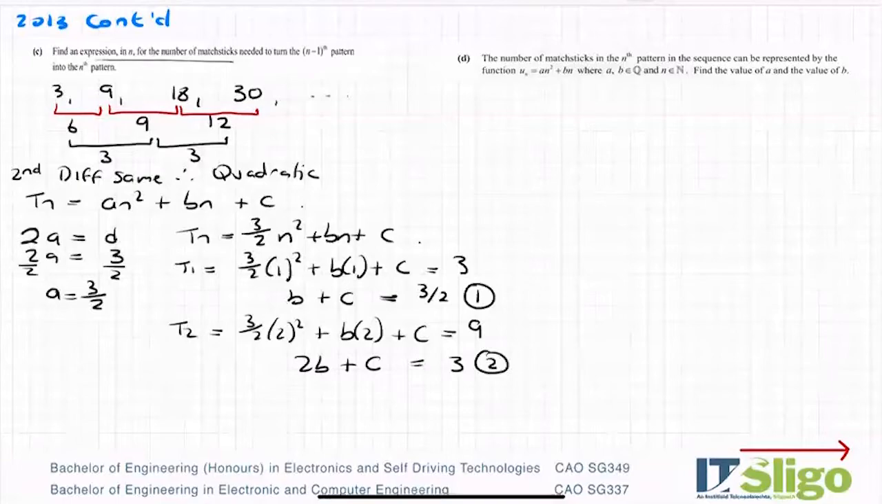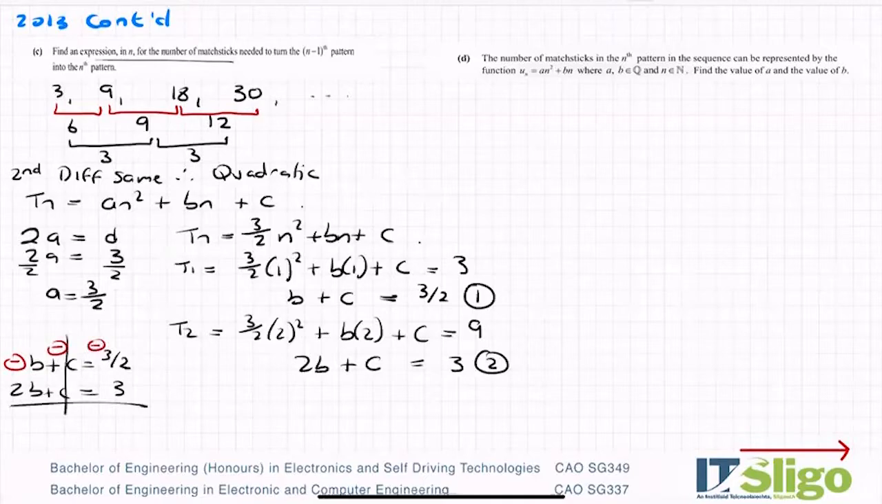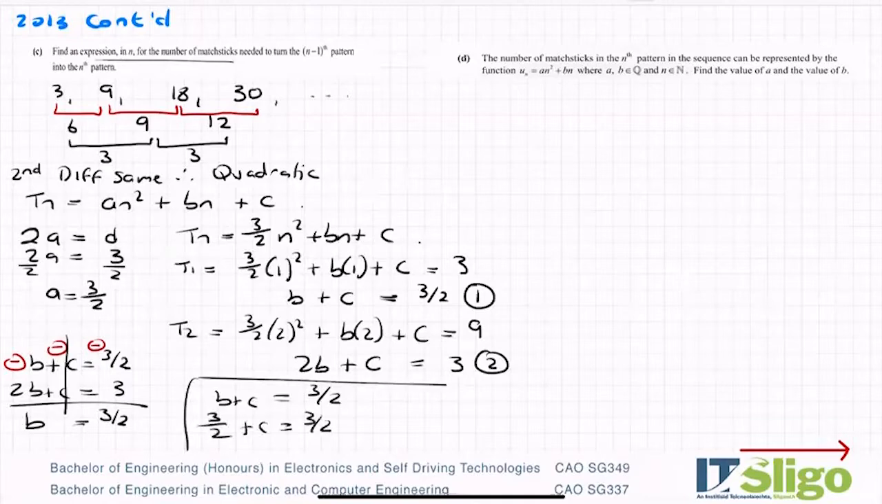Okay, so there's your two equations. You bring them together. So b plus c is equal to 3 over 2, and 2b plus c is equal to 3. Cancel the c's again, and I get b being equal to 3 minus 3 over 2. So b is 3 over 2 as well. Sub in for c. b plus c is equal to 3 over 2, so 3 over 2 plus c is equal to 3 over 2. So c is going to be equal to 0.